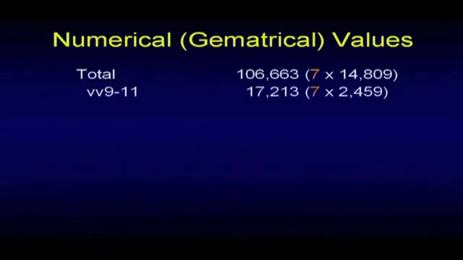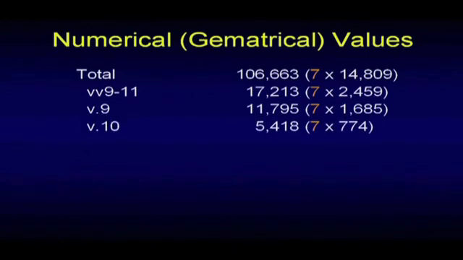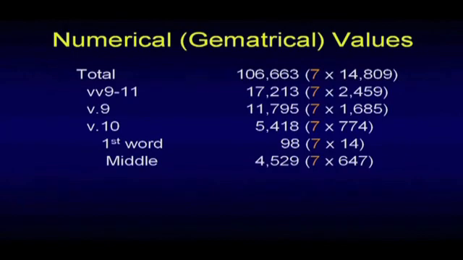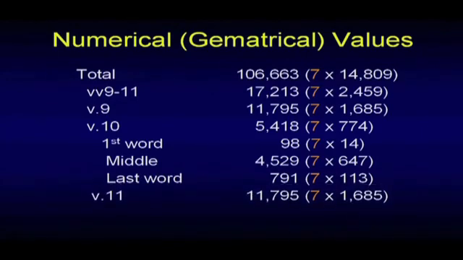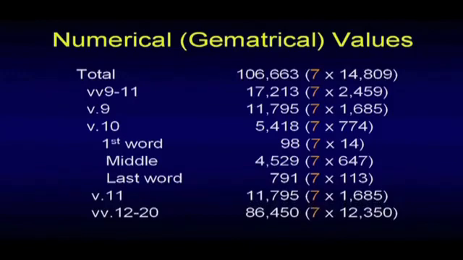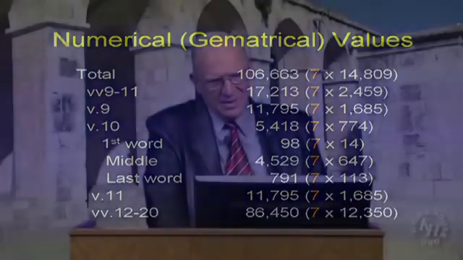The verses 9 to 11, the numerical value is a multiple of 7 exactly. Verse 9, multiple of 7 exactly. Verse 10, the first word, multiple of 7 exactly. The middle word, we're talking about verse 10 here, and then the last word. The first, the middle, and the last word are all multiples of 7 exactly in terms of their numerical value. Verse 11, multiple of 7 exactly. And then from 12 to the end, the numerical value is a multiple of 7 exactly.